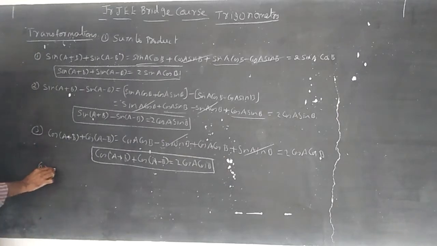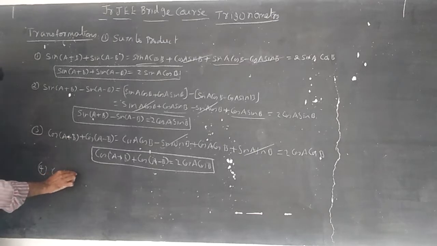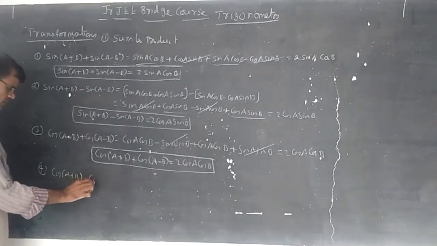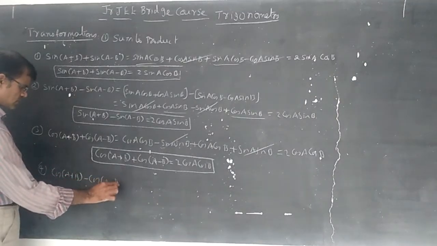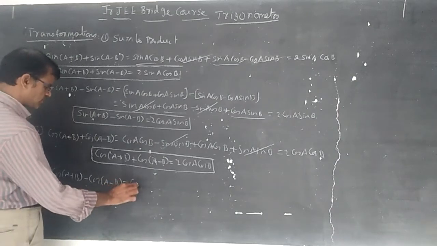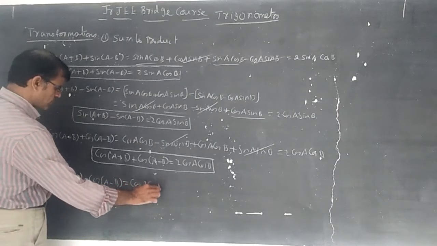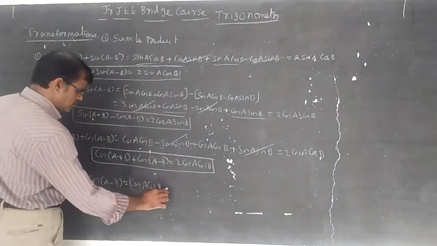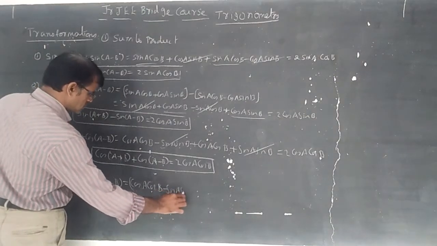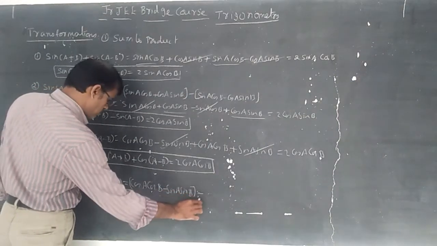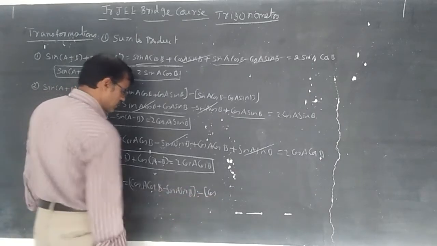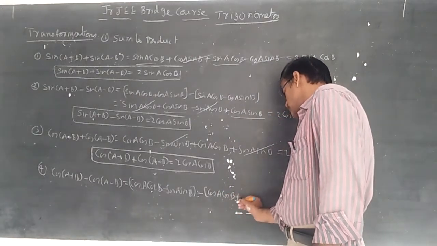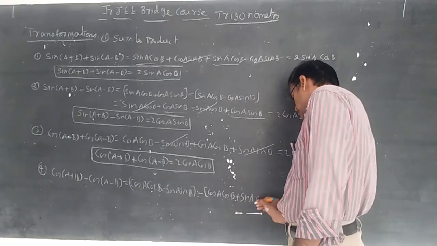Fourth one, let us write cos of A plus B minus cos of A minus B. Put a bracket here. The cos of A plus B formula: cos A cos B minus sin A sin B, minus of the cos of A minus B formula: cos A cos B plus sin A sin B.